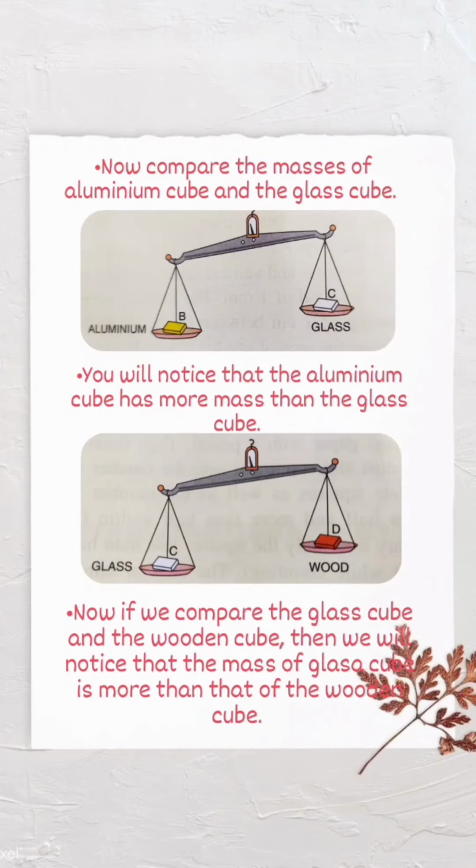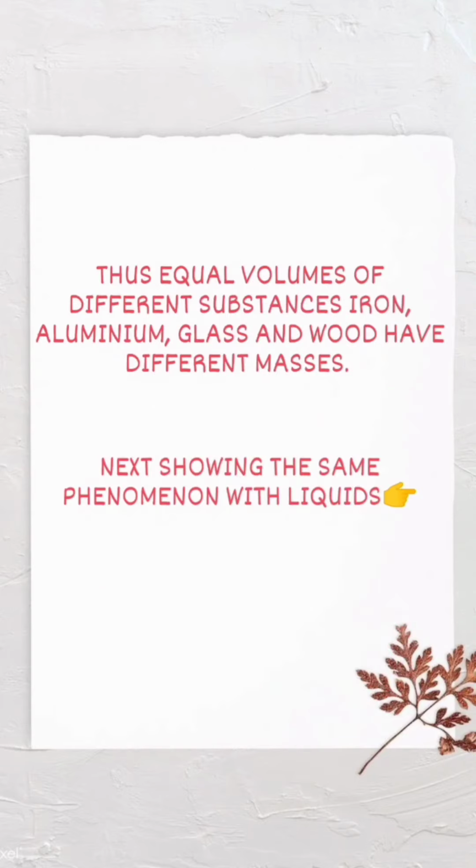Now we take the aluminium cube and glass cube and place it in the beam balance. And we can see that the mass of aluminium cube is more compared to that of glass. Now we can compare the glass and wooden cube. If we place the glass and wooden cube in the beam balance, you can see that the mass of glass is more than that of wood. So we can conclude that equal volumes of different substances have different masses.